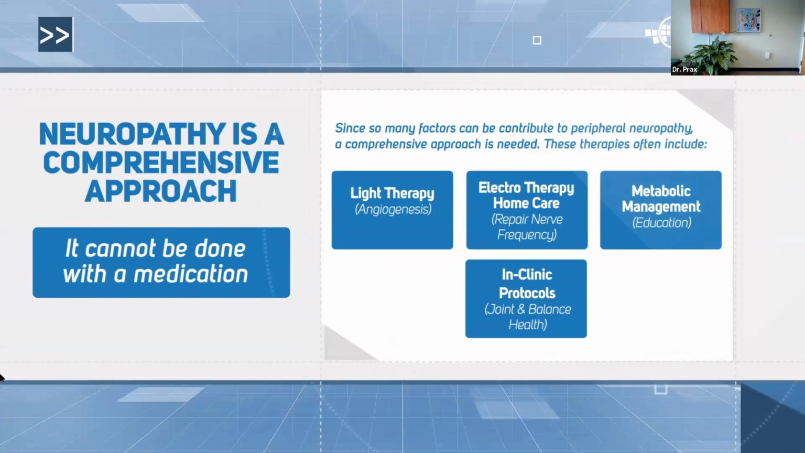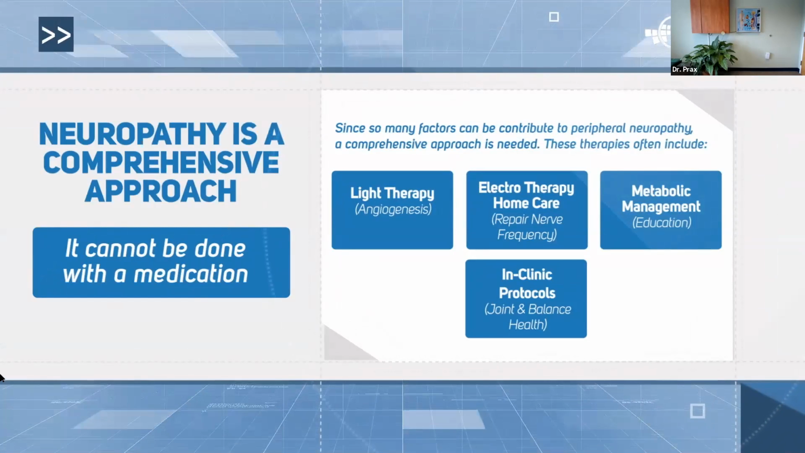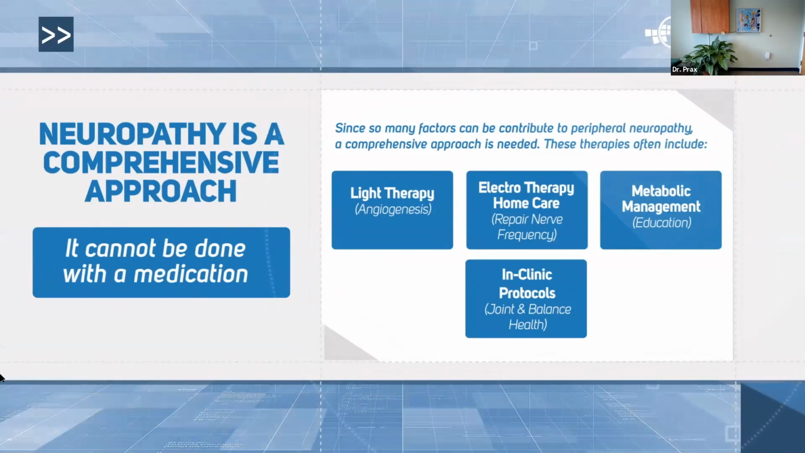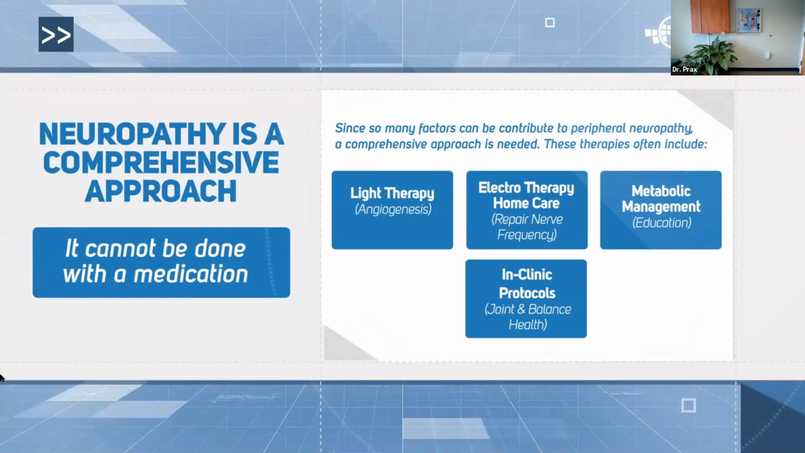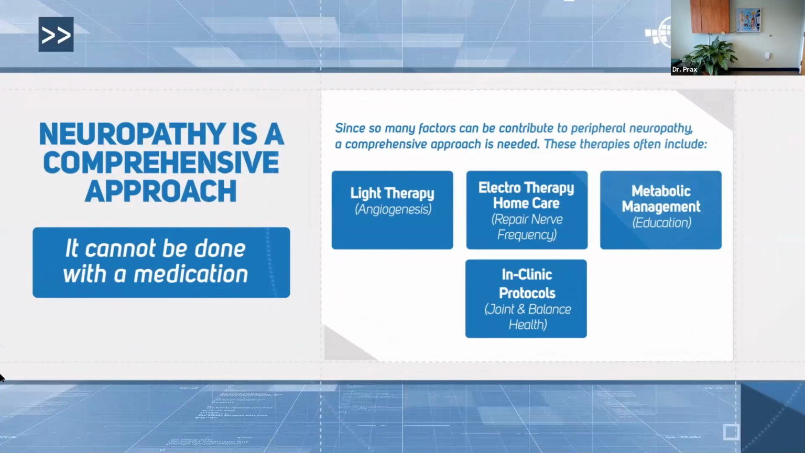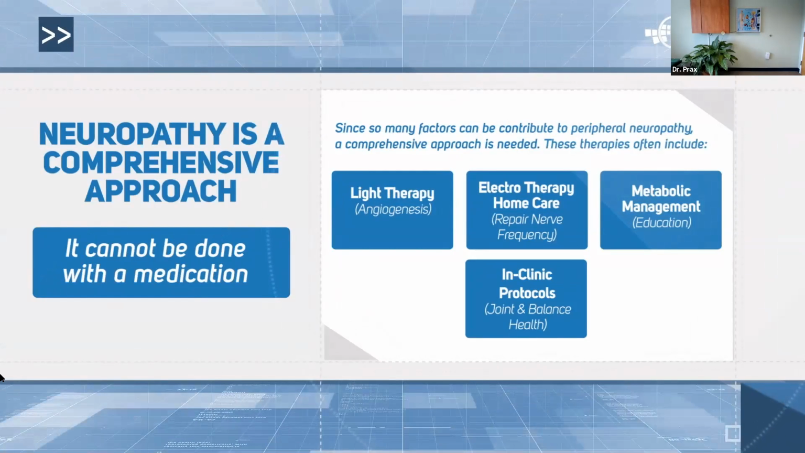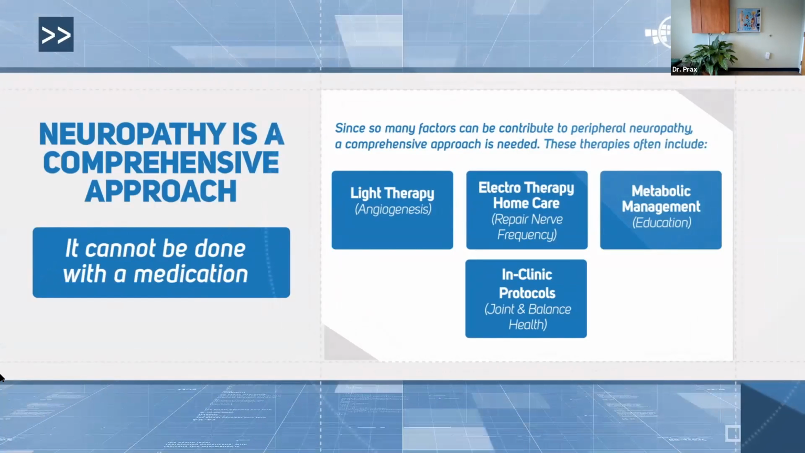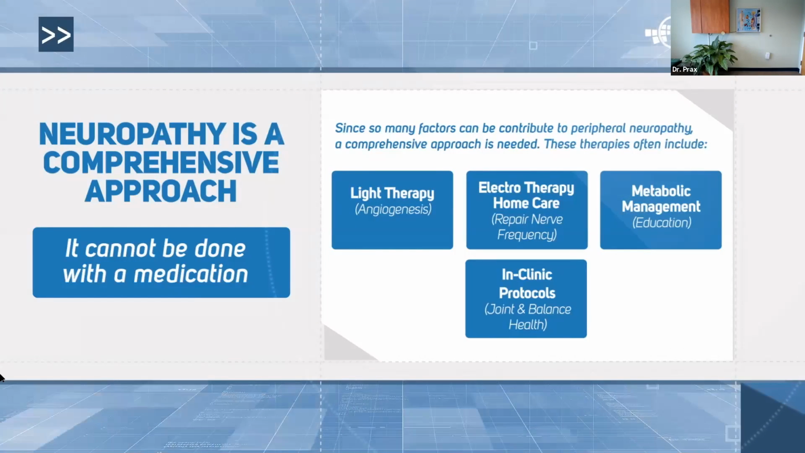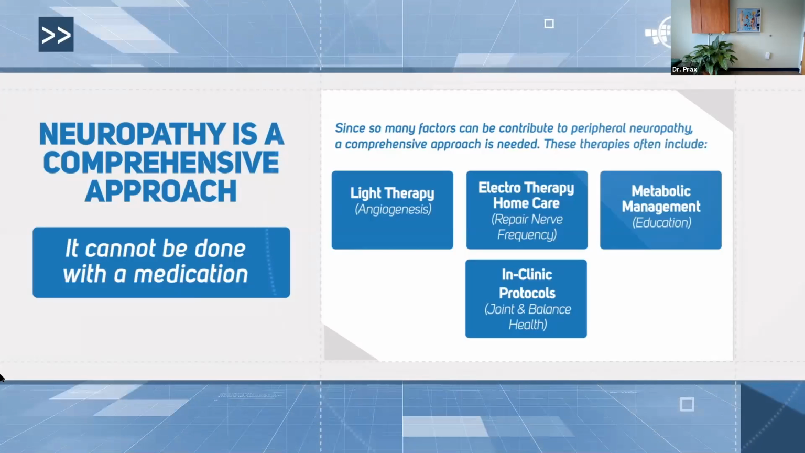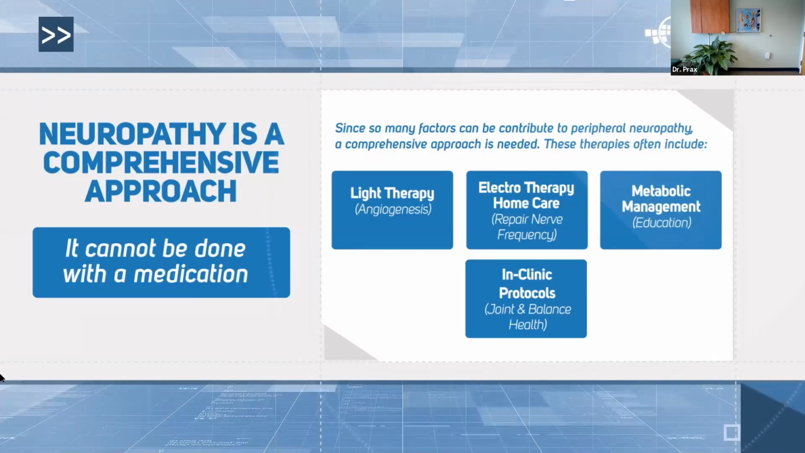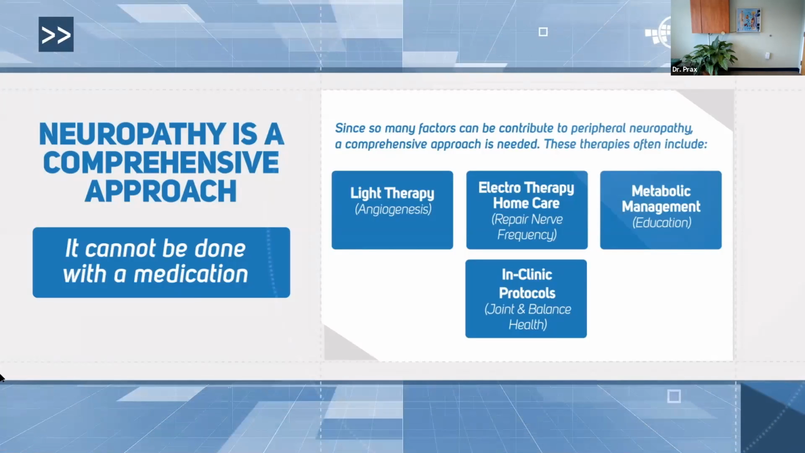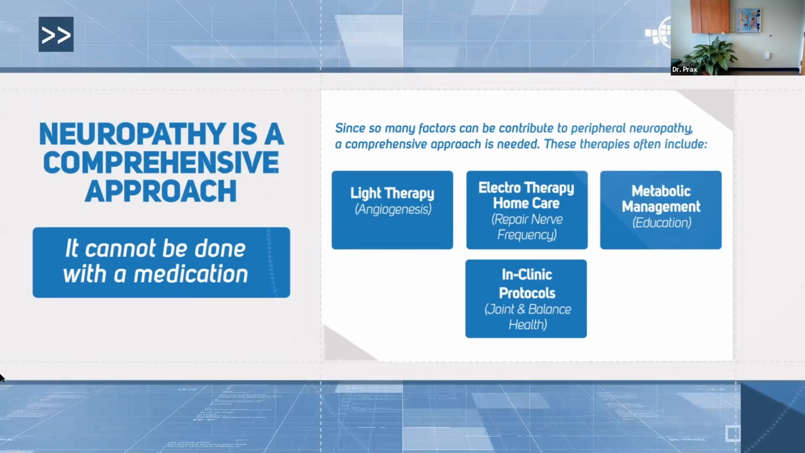These therapies often include infrared therapy home care, repairing and creating new blood vessels; electrotherapy home care, where we're teaching your nerves how to function properly again; metabolic management education, guiding you through how your metabolic health can contribute to your neuropathy condition; and last but not least, the in-clinic protocol to help with joint care, balance, and overall function. You'll be assigned in-clinic visits by the doctor if he or she feels it's necessary, and your practitioner will also assess how frequently you might need to visit.